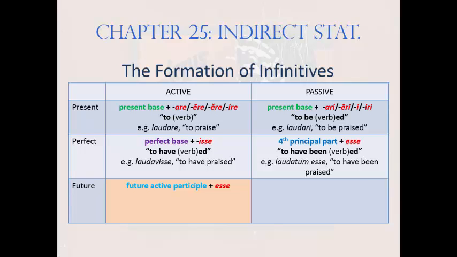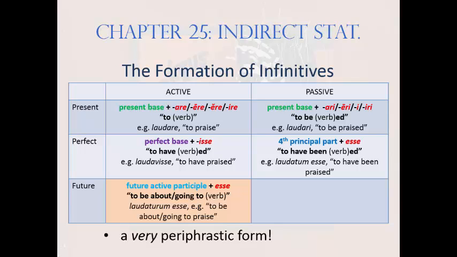Like the perfect passive infinitive, it's two words, and translates as to be, esse, about or going to whatever the participle means. For example, laturum esse, to be about or going to praise, which is about as periphrastic as it comes. Why doesn't English have to will praise? We have to have praised. Why is that okay, but to will praise isn't? If I were king of the universe.